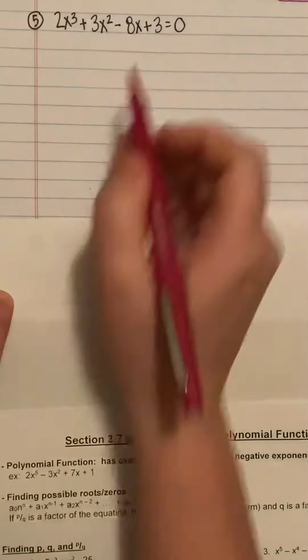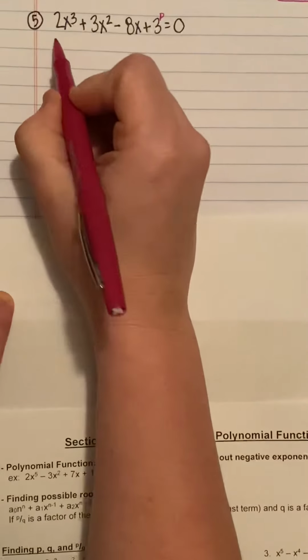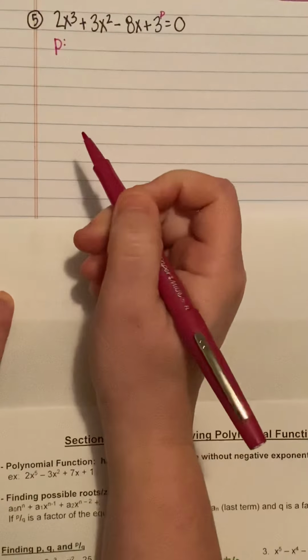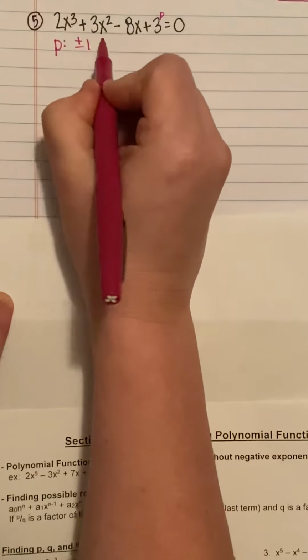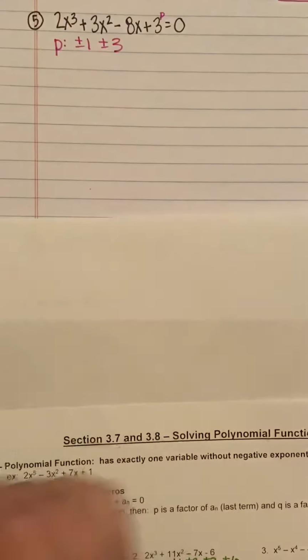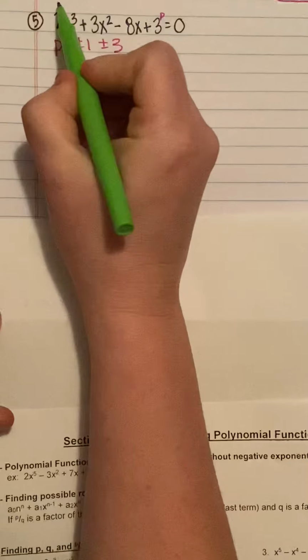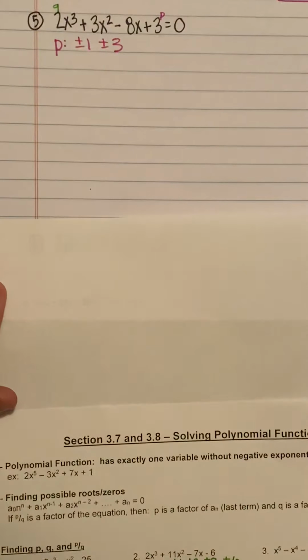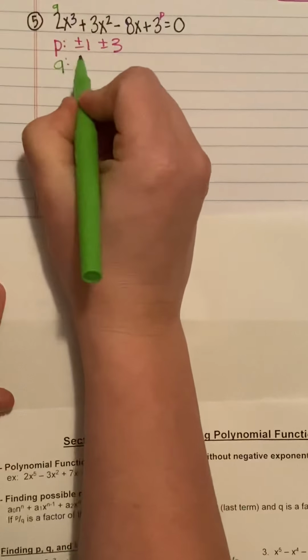All right, P over Q's, looking at my number P, sitting at the very back right here, and that number's 3. How do you multiply to get 3? 1 times 3, so plus or minus 1, plus or minus 3. Next thing I do is look for my Q. Here's my Q sitting in front. Numbers for 2 are plus or minus 1 and plus or minus 2.